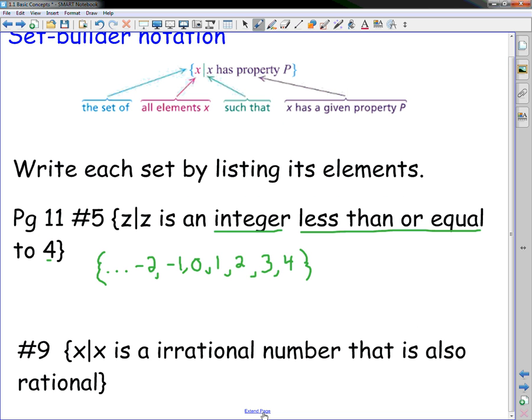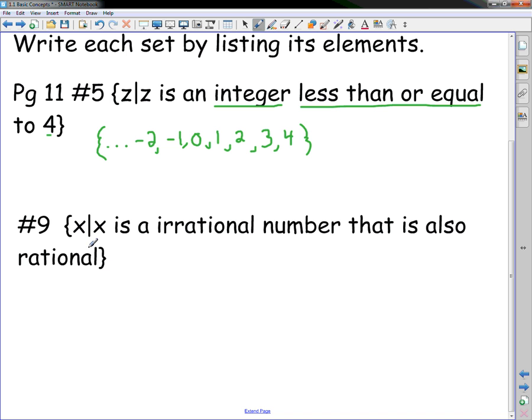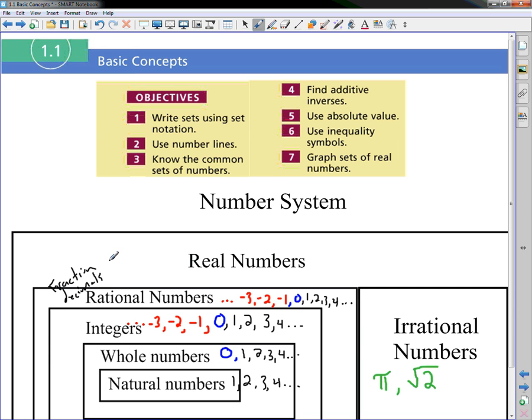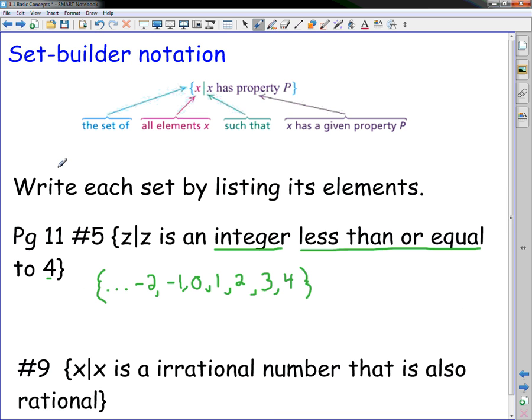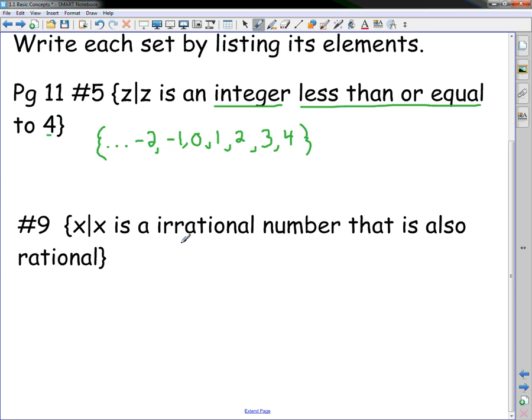Next example we have x such that x is an irrational number that is also rational. Well, if we go back to the boxes we were working with, we remember that irrational numbers sat on their own over here, and rational numbers were included in this box. Notice how there's no overlapping of the two. So when we're trying to find a number that's irrational and also rational, this isn't going to exist. So we have the empty set. That represents that there isn't a number that falls into this category.